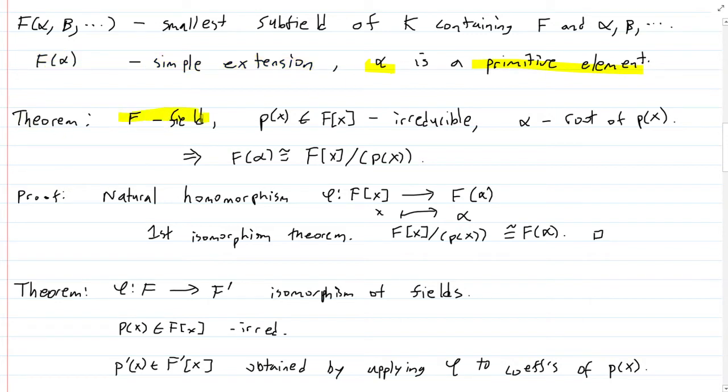So here's a theorem. If F is a field and p is an irreducible polynomial with coefficients in F, and alpha is a root of p(x), then F(alpha) is isomorphic to the quotient ring F[x] mod this irreducible polynomial p(x). And the way you prove this is by having this natural homomorphism from F[x] to F(alpha), sending x to alpha. And then the kernel of this map will be (p(x)), the ideal generated by p(x), and then the first isomorphism theorem gives you that F[x] mod (p(x)) is F(alpha). Right.